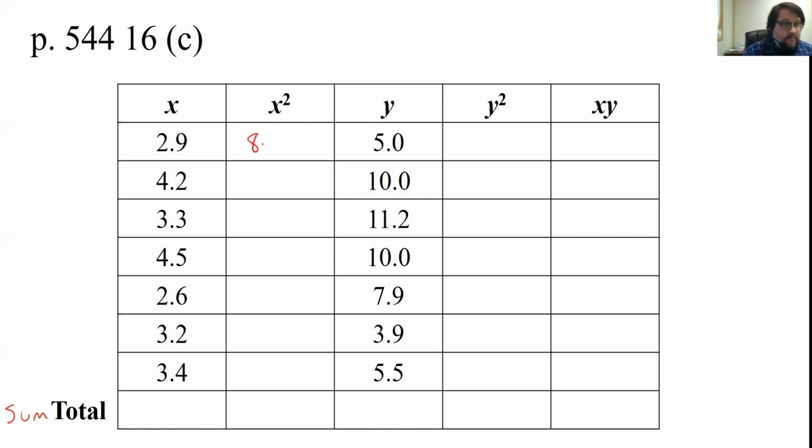So 2.9 squared is 8.41, 4.2 squared, 17.64, 3.3 squared, 10.89, 4.5 squared, 20.25, 2.6 squared.